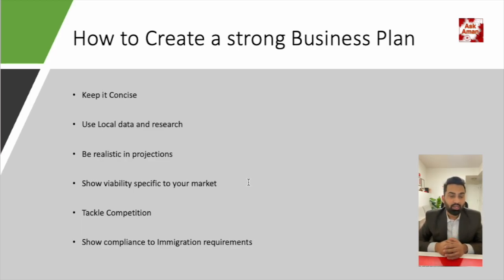Next, you have to be realistic in your progressions. What it means is that if you are running a grocery store in Canada and you say next year I'm going to hire 150 people just because you want to show significant benefit, and you say that it's going to impress the immigration officer that you're going to provide these many jobs, but it's not realistic. It's not going to fly. An immigration officer is going to say that your business plan is not viable and refuse your application.